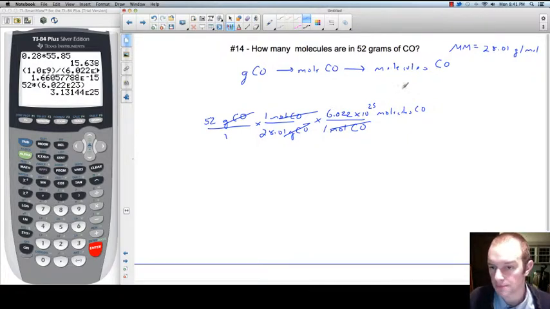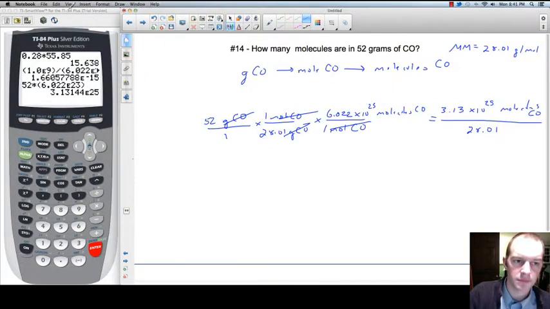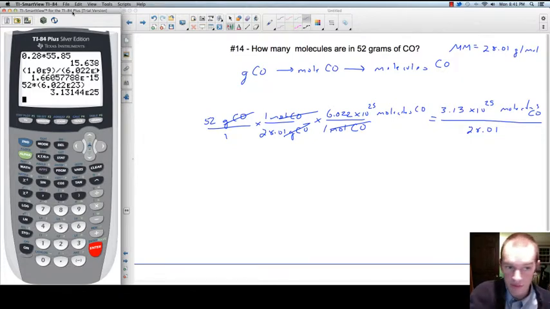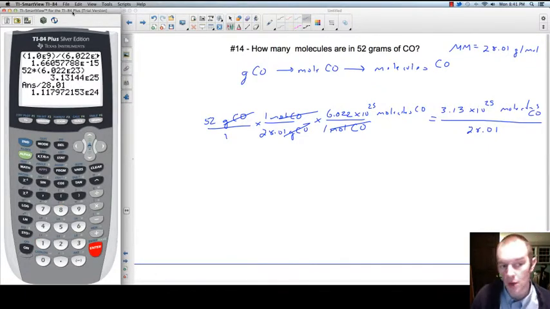So if we come back over here, we can see that the numerator works out to be 3.13 times 10 to the 25th, and the unit is molecules of CO. That whole thing is going to be divided by 28.01 times 1 times 1, or 28.01. So now if we come back into our calculator, we can say, okay, well this whole thing, this 3.13 times 10 to the 25th, will be divided by 28.01, enter, and we end up with 1.11797 times 10 to the 24th.